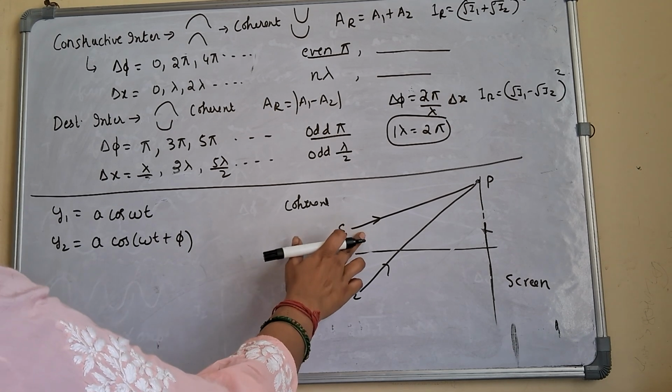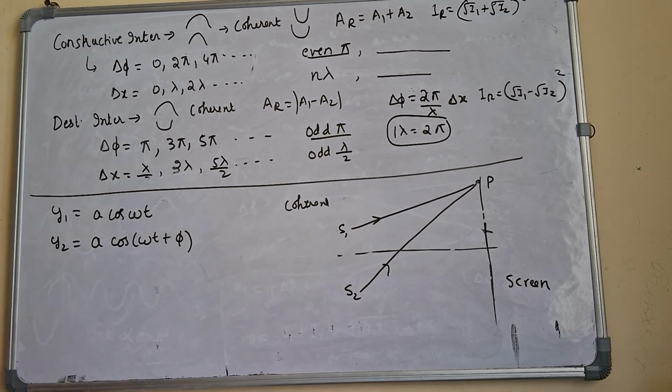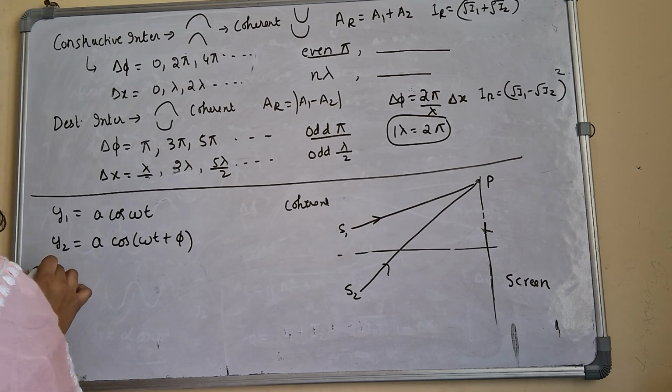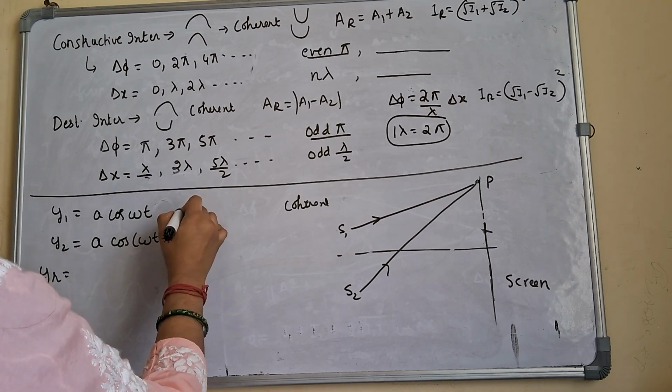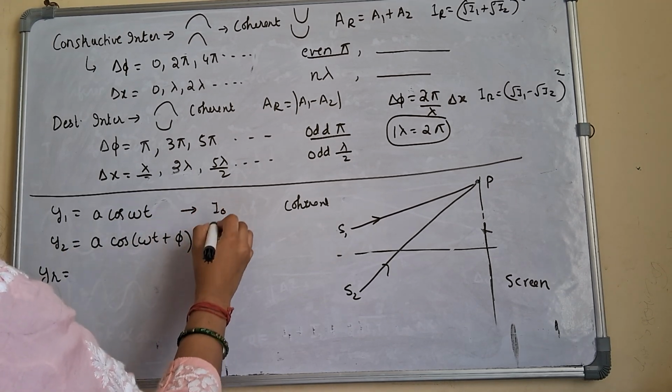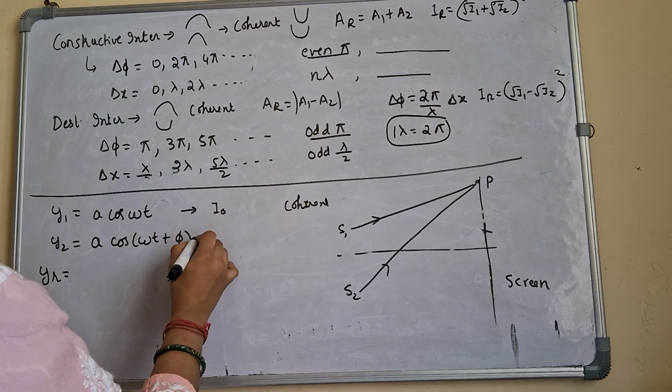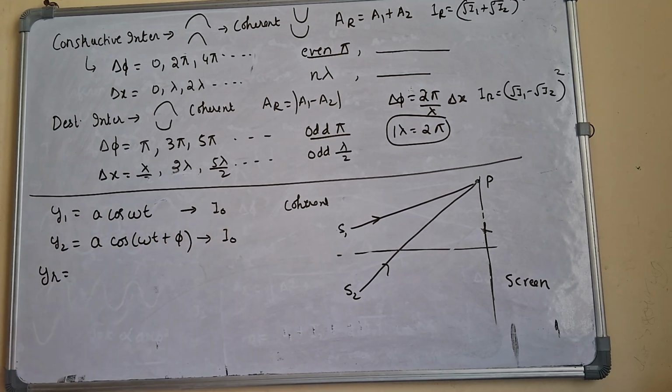Okay? So this is the equation for wave 1. This is the equation for wave 2. So what will be the resultant? You have already seen it, and let us say the intensity of this is I naught. Since the amplitudes are same, their intensity is also same. Now amplitude need not be same in general.